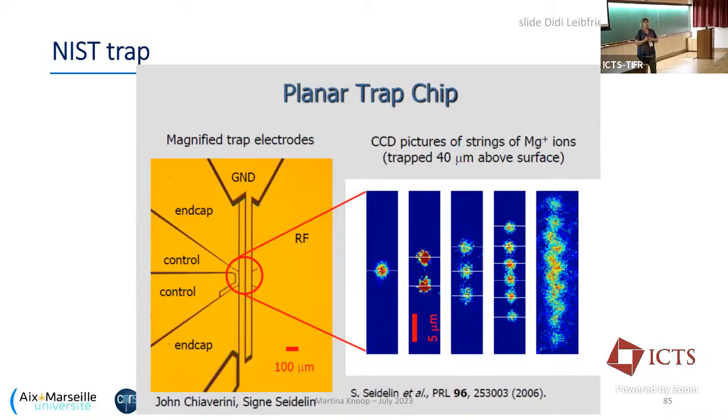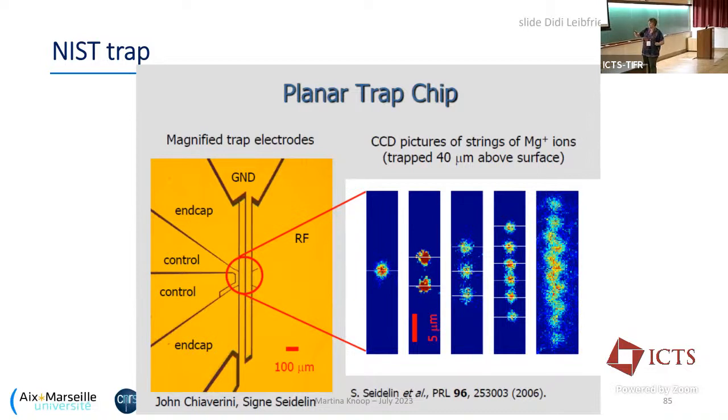But the potential is also very fragile in a certain sense. All the environmental effects can of course perturb this potential because there's no other electrode which will close this up. This is a 2D trap. This is just a surface.